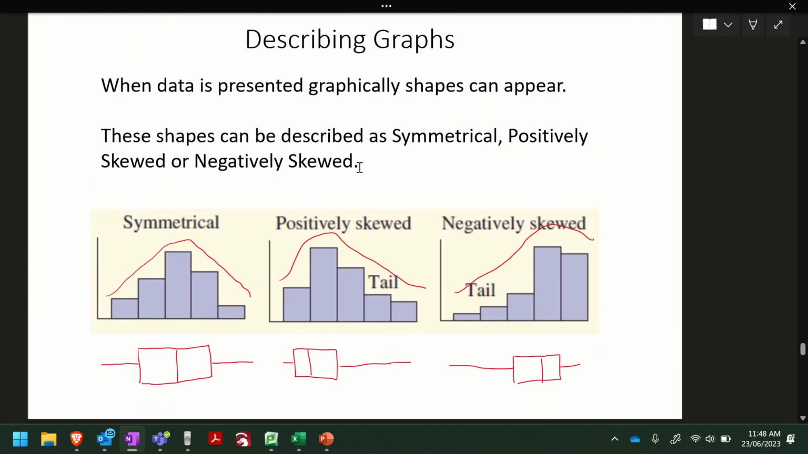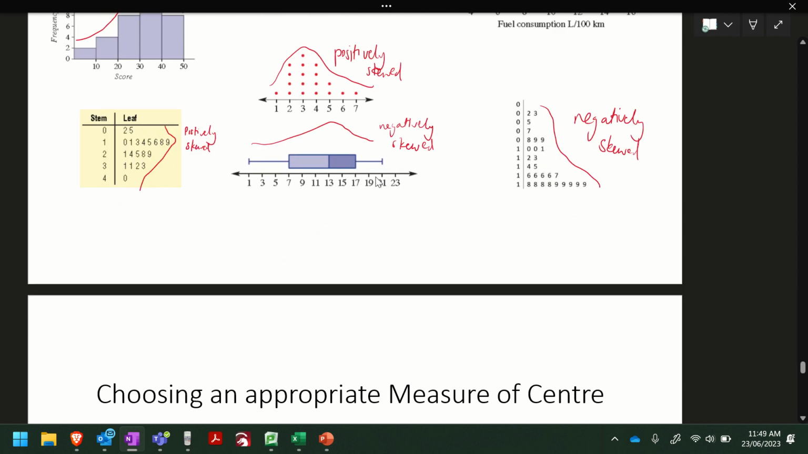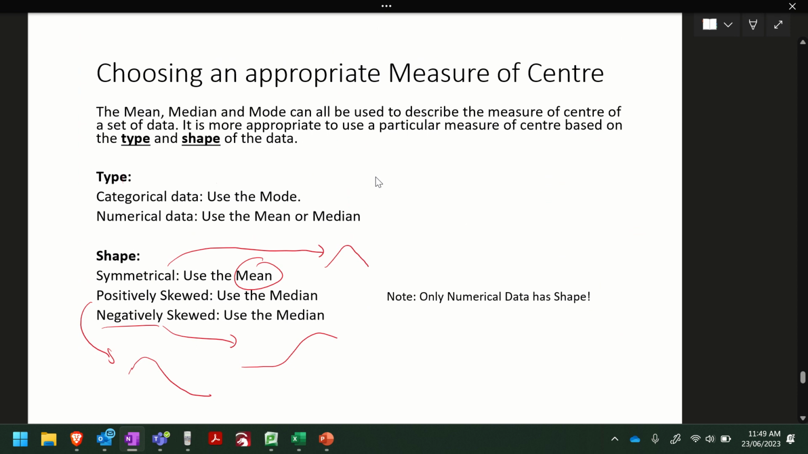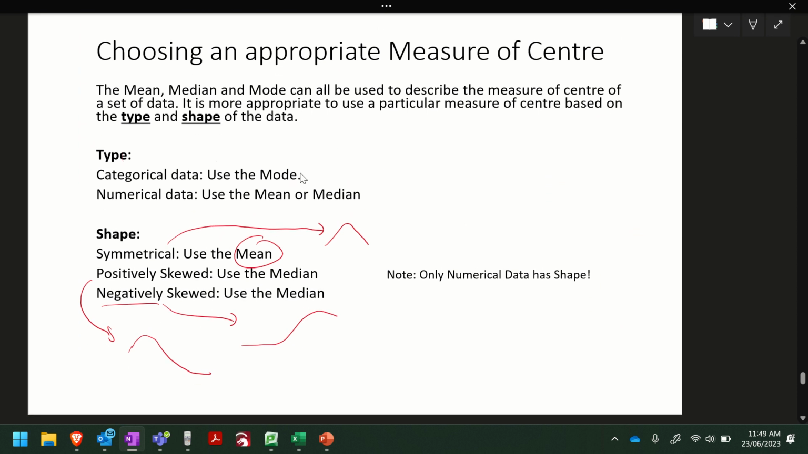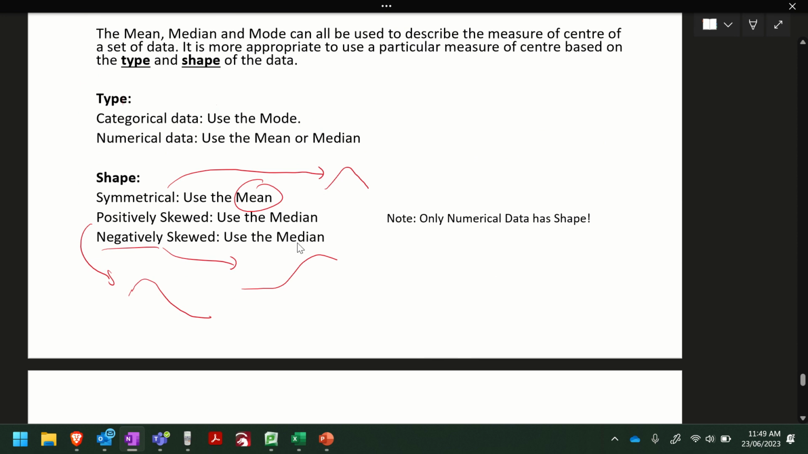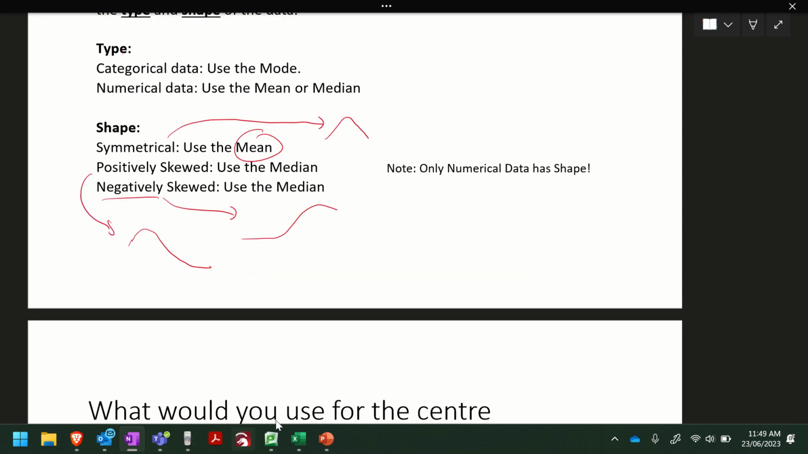And then for the shape of your graphs, you've got three. Symmetrical, positive, or negative. Make sure you include skewed in there. And then measures of center, which one is the most ideal. For categorical data, use the mode, easiest one. But for numerical data, it depends on the shape. If your data is skewed, use the median. If your data is symmetrical, use the mean. Cool. Summary. Done.